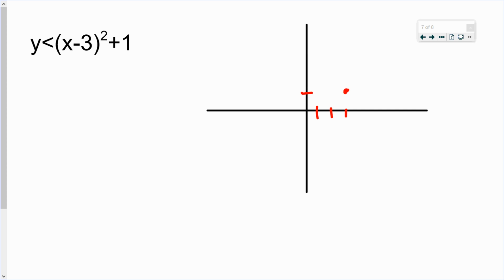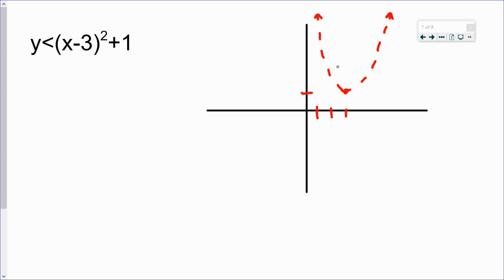I'm going to graph that. And be careful that it is dashed if it's just less than. And then remember, to solve this type of inequality, it's graphing and shading. There is no number line for this because you have two variables. You have x and y.